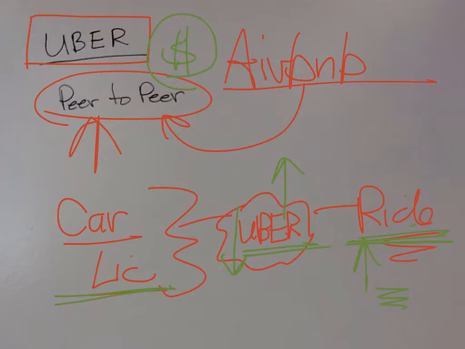Now, Airbnb uses peer-to-peer, but their rates are just set by each, as far as I know, each individual house. So you have somebody who wants a place to stay, somebody who has a place to stay, and then Airbnb makes the connection in between.